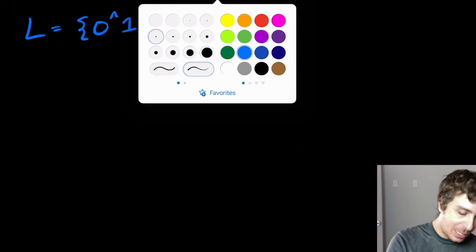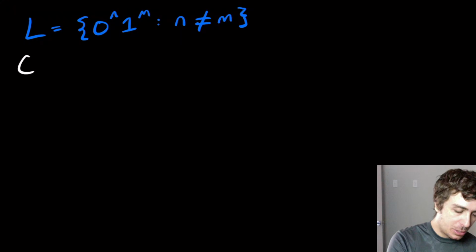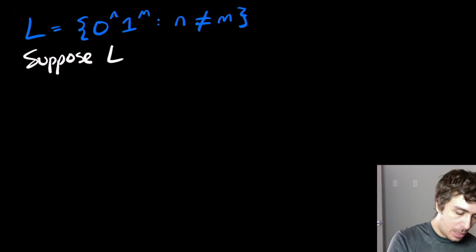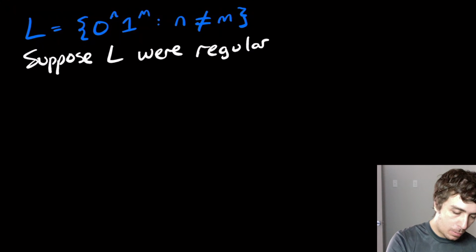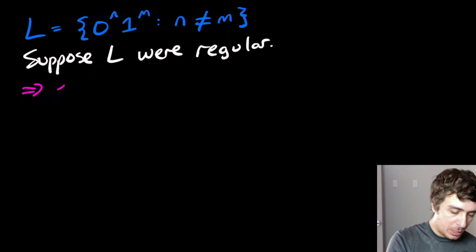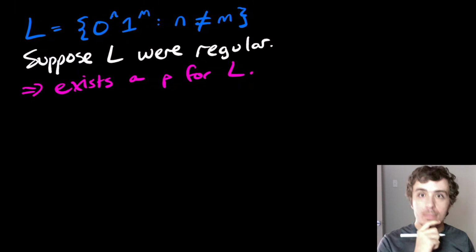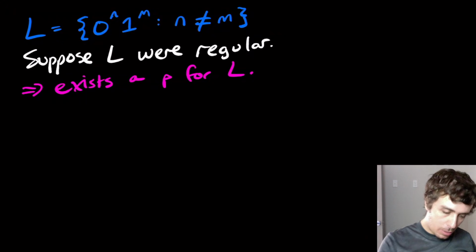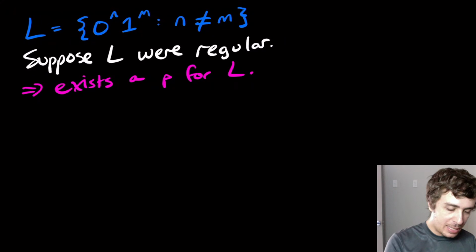So let's again suppose that this thing is regular. Suppose L were regular, then what we know is that there exists a pumping constant p, there exists a p for L. Okay, so now what we need to do is pick a string that is in the language and has length at least p.